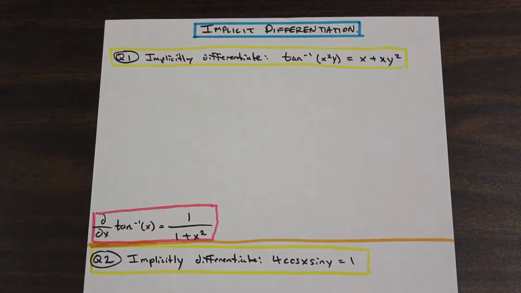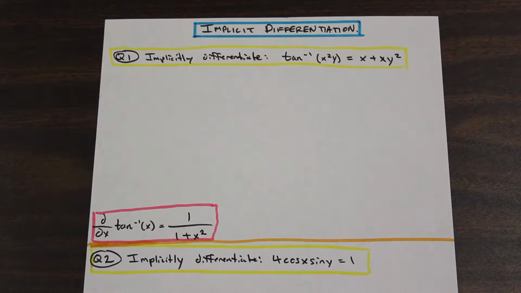Go to your textbook, search online. There should be the rest of the derivatives for the inverse functions. I'm not going to write them all down here, but you should have them in your textbook. Just make sure that you know at least sine, cosine, and tangent for the inverses, the derivatives of those, because those always come up. With that being said, let's get started on this question.